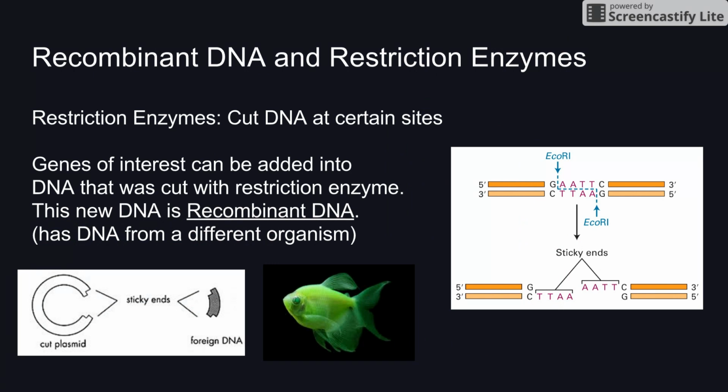All right, recombinant DNA and restriction enzymes. So restriction enzymes, it says here, cut DNA at certain sites. So these were the DNA scissors that cut DNA in certain places. And this is important because if we cut a source of DNA at a certain place with a certain restriction enzyme, we can use that same restriction enzyme to cut out a gene of interest, and we can then stick it into that DNA, and now we can make something like that glowfish, for example. So now that glowfish has recombinant DNA. It has DNA from a different organism.